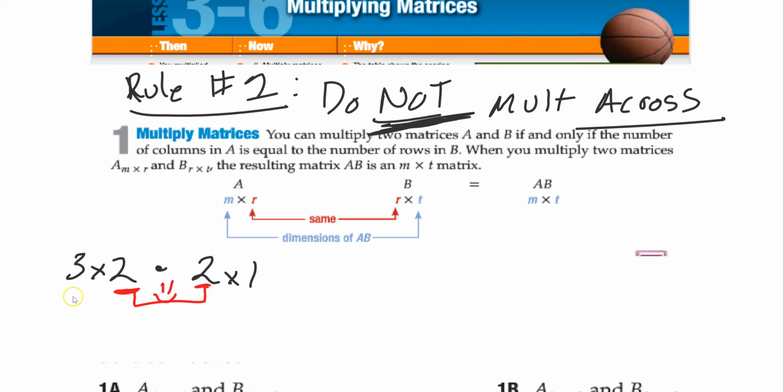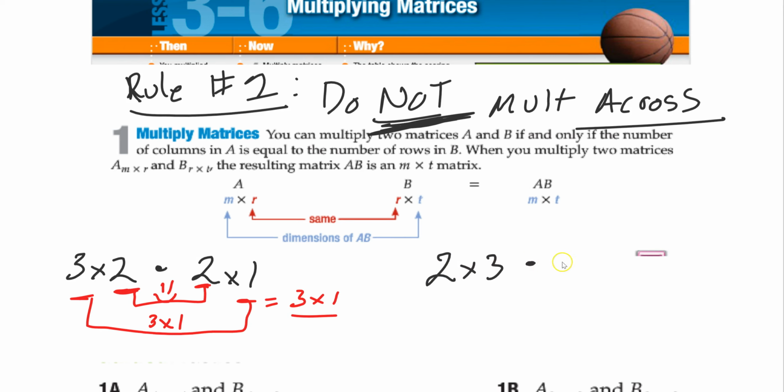And then the size you're going to get is the outer numbers. It's going to be a 3 by 1. So if I multiply a 3 by 2 matrix by a 2 by 1 matrix, I get a 3 by 1 matrix, which is kind of interesting. However, what's even more interesting is that sometimes you can't multiply matrices at all. If I take a 3 by 2 and multiply by another 2 by 3, I should say, well, in this case the middle two do not match, so there's no solution.